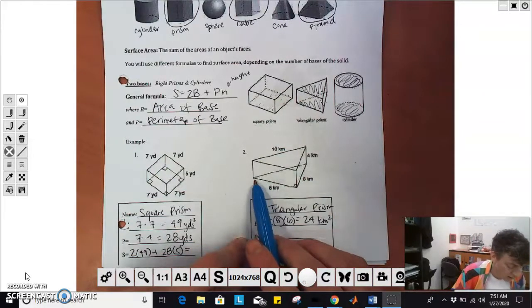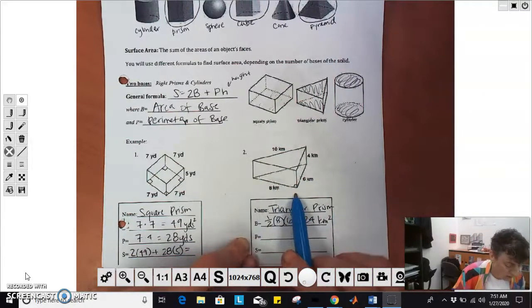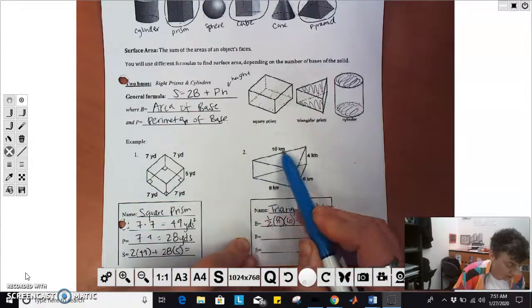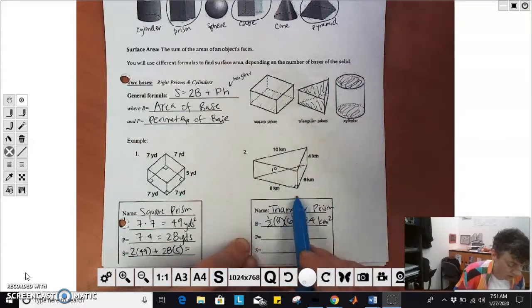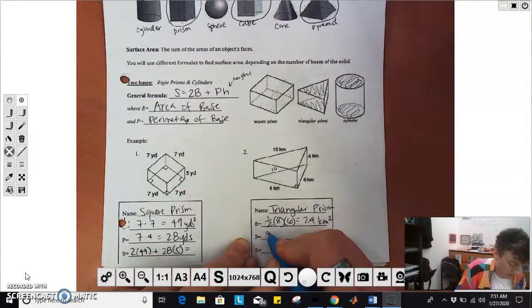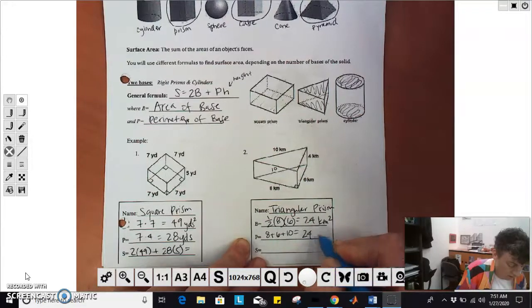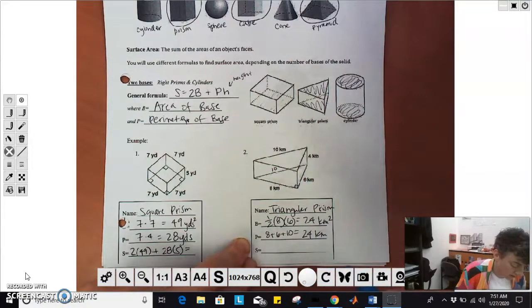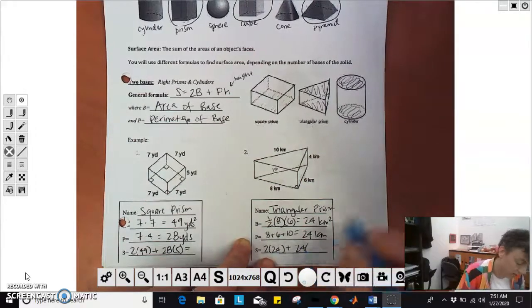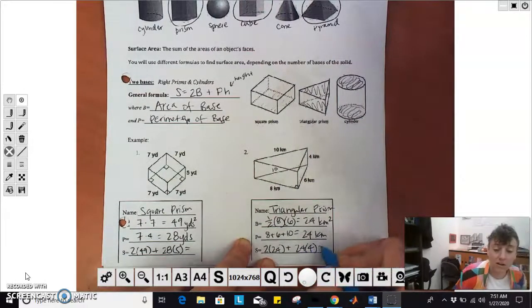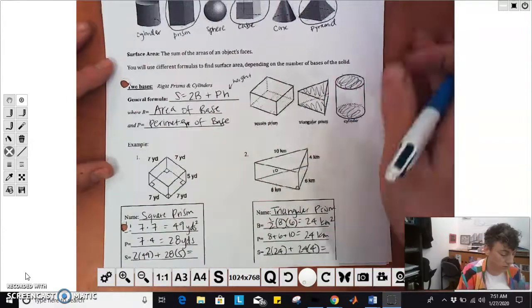Perimeter of the base, that's 8 units long, that's 6. That 10 is the same as this 10. So perimeter, 8 plus 6 plus 10. 8 plus 6 is 14, plus 10 is 24 kilometers. And then surface area, again, is going to be 2 times the area of the base, which is 24, plus the perimeter, which is 24, times the height, which is 4. And again, you can solve that one and get you some points for it.